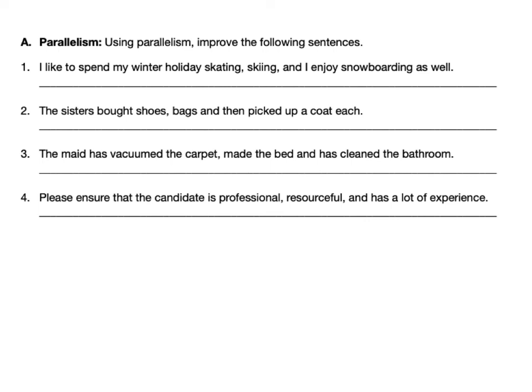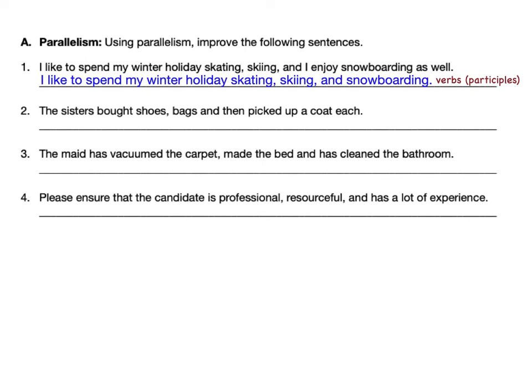A. Using parallelism, improve on the following sentences. For number 1, the correction for the sentence would be, I like to spend my winter holiday skating, skiing, and snowboarding. What we've done here is we've connected participles, which are action words. I haven't bothered putting in I enjoy or as well because we've already said at the beginning of the sentence, I like, so it would be redundant.